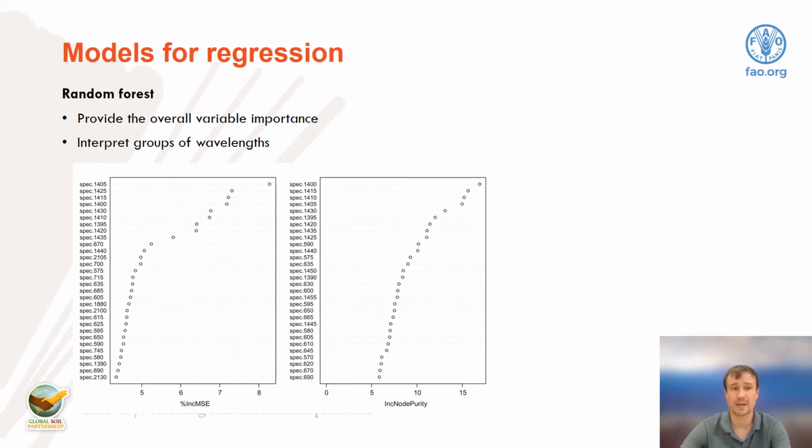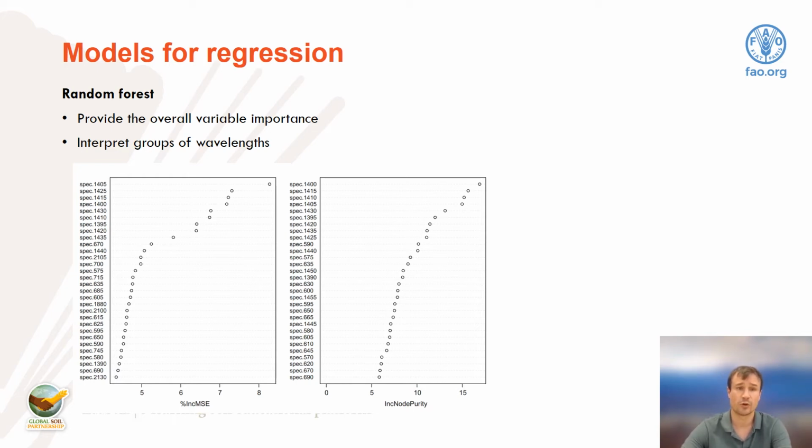But all of them might return different, or at least slightly different, results because they are also sensitive to the correlation among predictor variables. In any case, we see here that the wavelengths around 1400 nanometers are generally the most important in both figures.